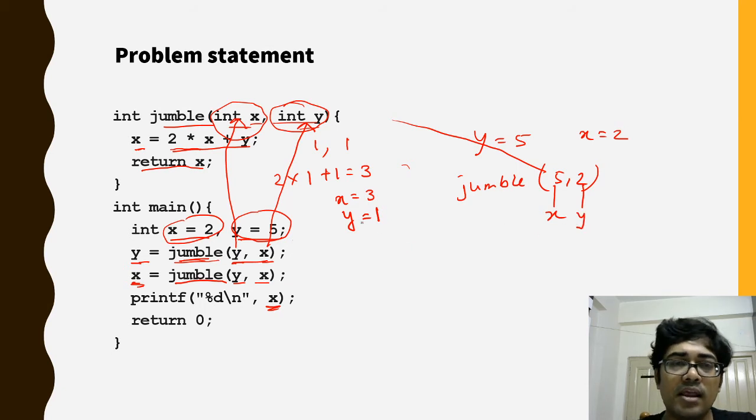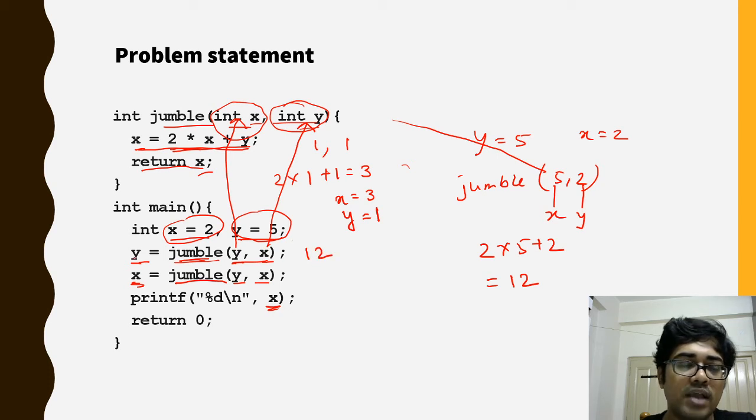So what will be the value of this expression? This x will be updated by 2 star x plus y. That means 2 into 5 plus 2. That is 5 into 2, 10 plus 2, that is 12, and it will return the value of x. That means this jumble method will return the value 12, and this 12 will be assigned to y. So after execution of this line, what will be the value of x and y? That means x is again 2 and y is changed to 12.